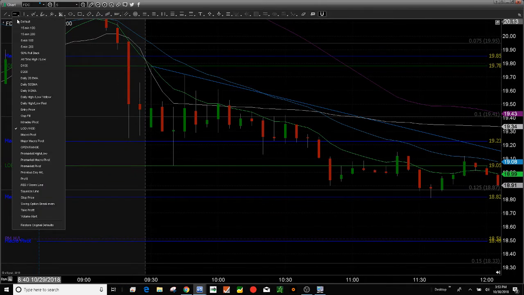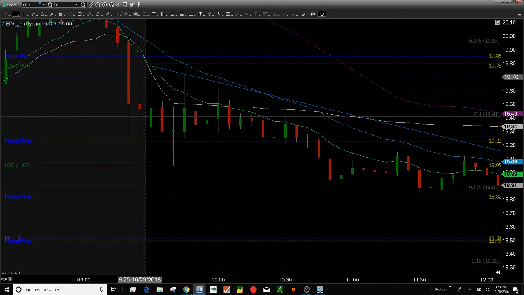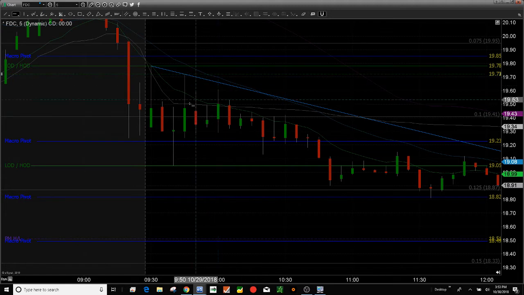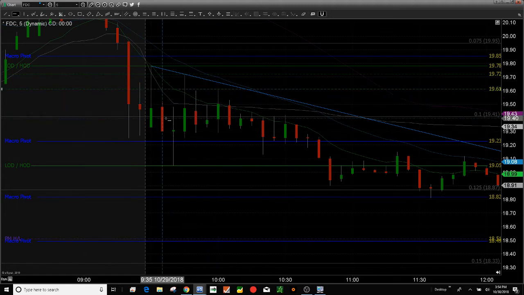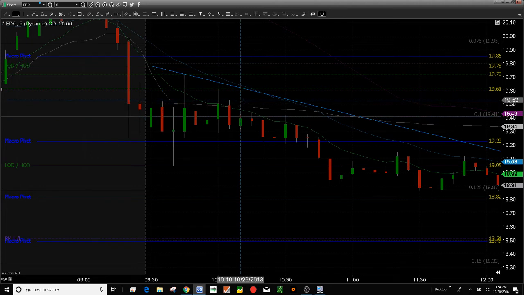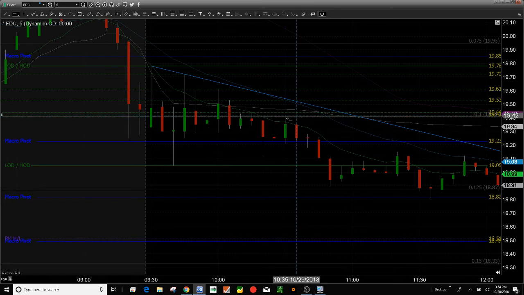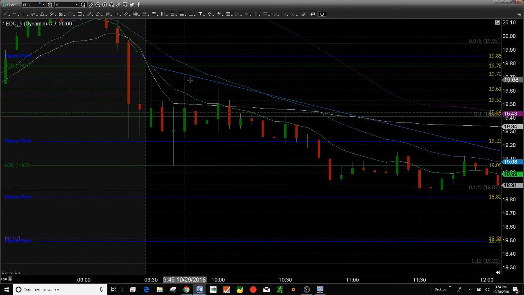So as the day progresses, you can see that's the high of day. Then it doesn't get up any higher than that. Then it doesn't get any higher than that. Then that, then that, then that. You see how it's progressively getting lower and lower and lower?